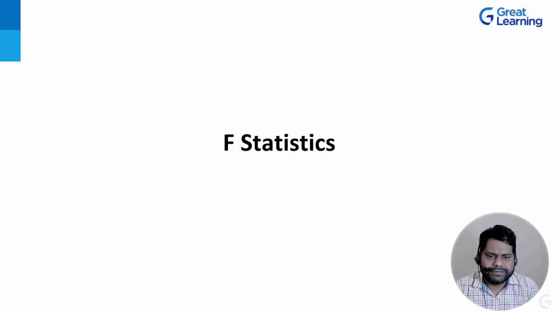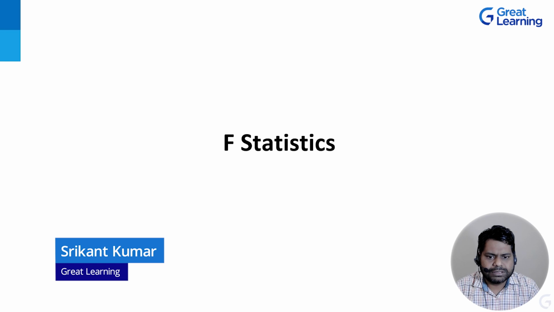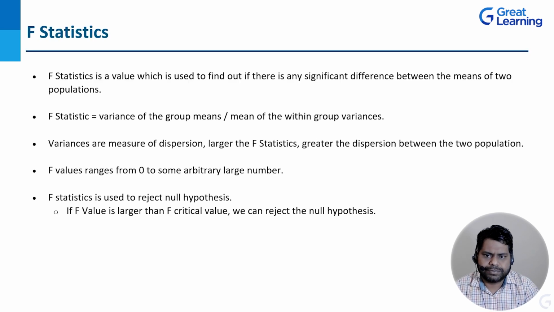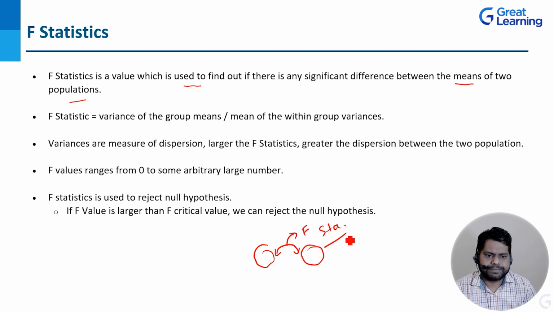Till now in this video, we have covered what is ANOVA test, what are some of the terminologies related to ANOVA test, why do we do ANOVA test. Now let's see what is F statistics. So what is F statistics? F statistics is a value which is used to find out if there is any significant difference between the means of two populations. So suppose we have two samples, 1 and 2, and we want to know whether there is a difference between the means of the two or not. For that, we will use F statistics.